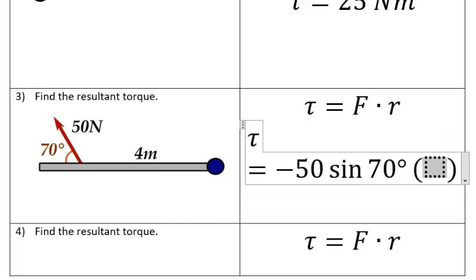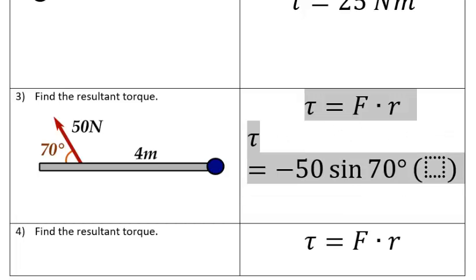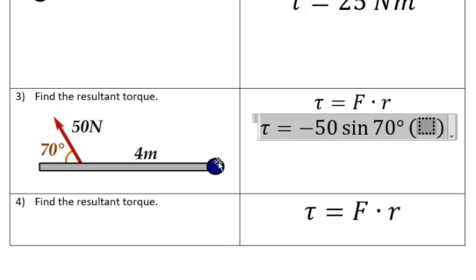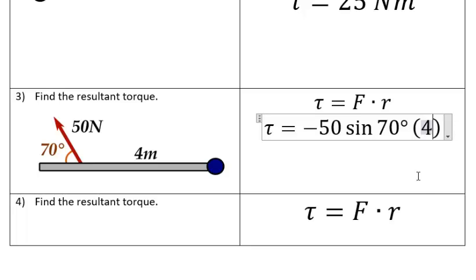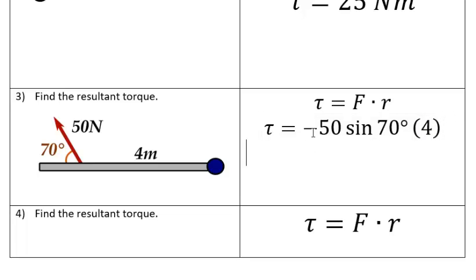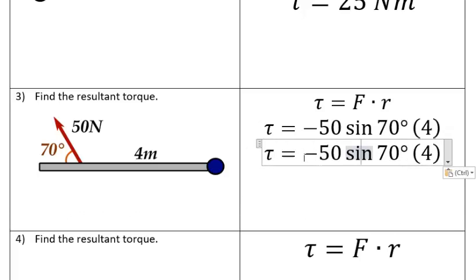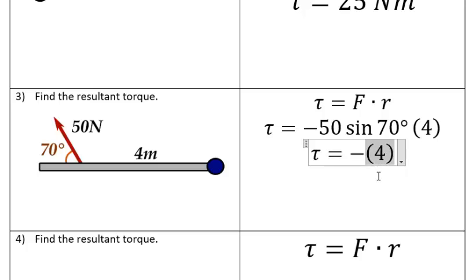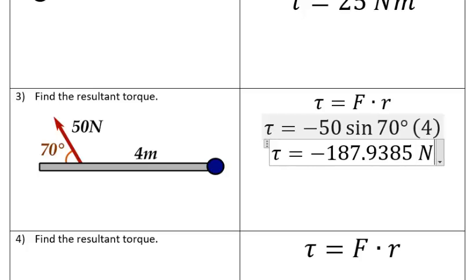Then I'm going to multiply that by the lever arm, basically the distance in here, which is 4 meters. And because it's already in meters, I don't need to convert it. All I need to do is just multiply that, and I will get the answer for the torque in this case. So I multiply negative 50 sine 70 times 4. That will give me an answer of negative 187.9385 newtons times meters.